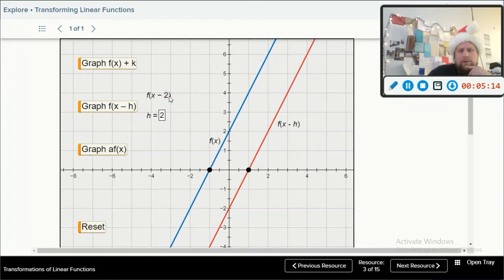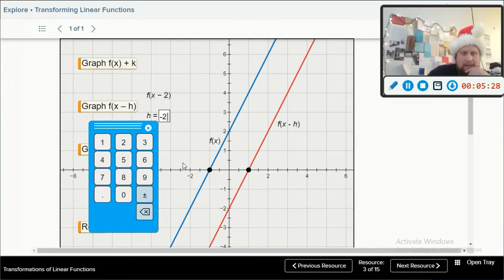We have x minus 2 on the inside when it's grouped with x. So when it's not grouped, it moves up and down. When it's grouped with x, we see it moves to the right. How many did it move? It moved 1, 2 to the right. And that's what our h value was. It was 2.